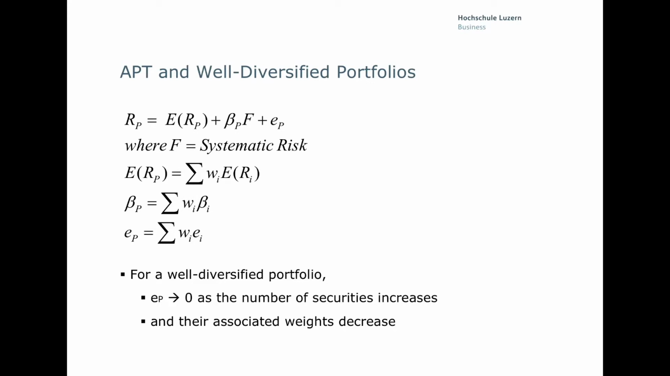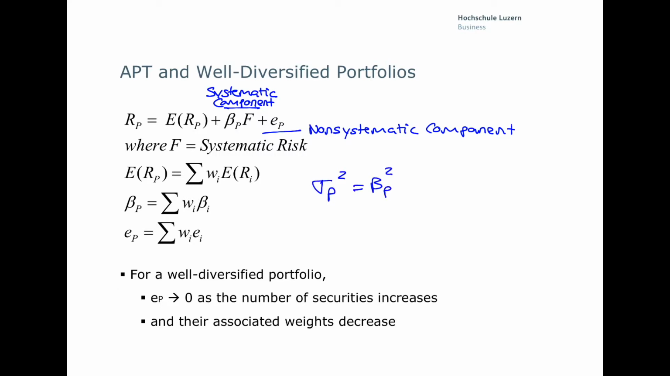Asset pricing theory and well-diversified portfolios. By now, we know that in a well-diversified portfolio, its firm-specific or non-factor risk becomes negligible as the number of securities increases, so that only the factor systematic risk remains. We can separate the variance of the portfolio into its systematic and non-systematic sources.